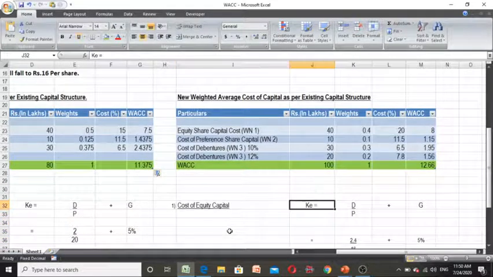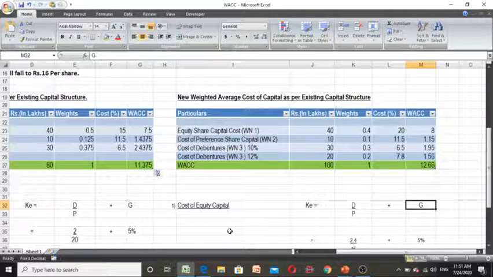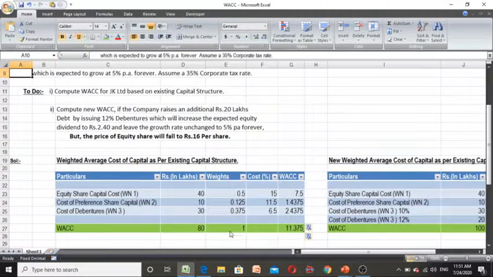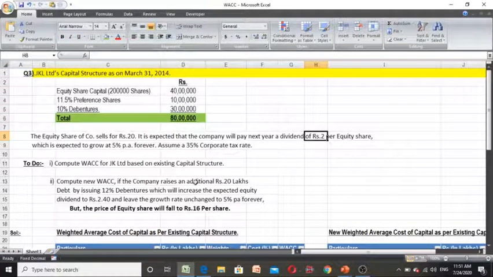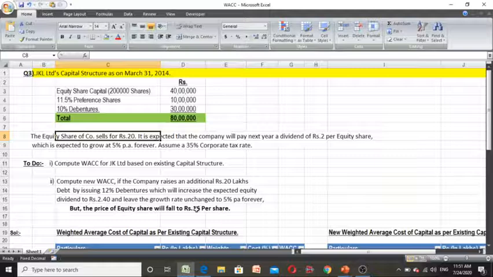The cost of equity capital is KE equal to D upon P plus G. And the dividend is 2.4, because previously the dividend for the existing capital structure was rupees 2. But after the changes in this new capital structure, they have said that the dividend is going to be rupees 2.40. So in place of D, we will write 2.40. And the price is going to change as well. The current market price, which was earlier rupees 20, is now going to change to rupees 16.